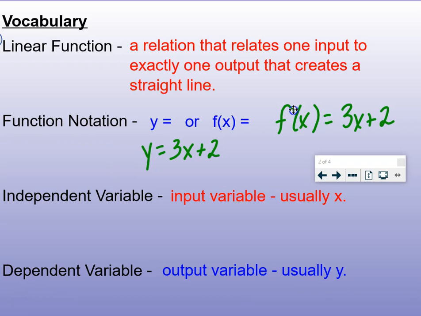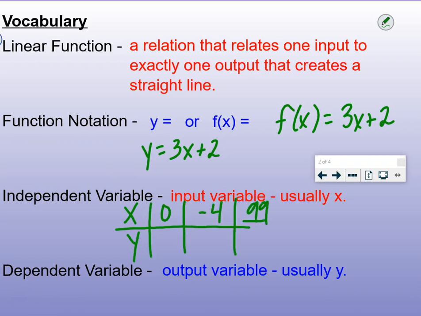Independent variable is our input variable. It's what we are putting into our function. We can determine whatever it is. So that's usually x. So if you think about making an input-output table, we can always choose the values for x. We could choose 0. We could choose -4. We could choose 99. What we can't choose is our values for y, because those are dependent upon what we choose for x.